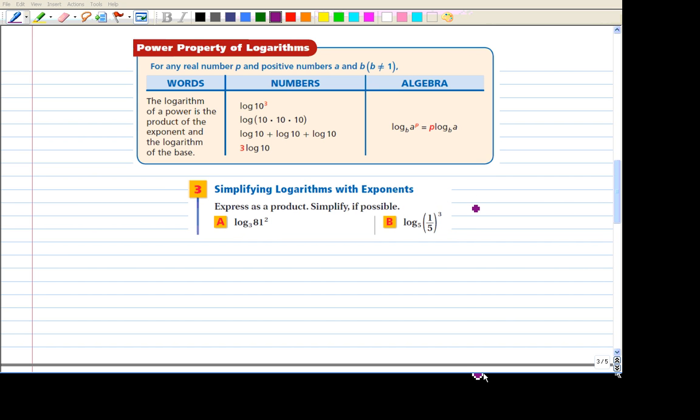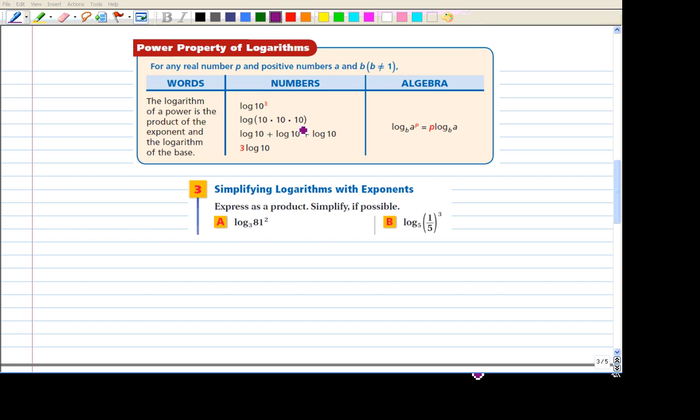Okay, here's a neat property about logarithms that can be very helpful. So say you have something like log of 10 to the third power. Remember, if the base is not written there, it's the common logarithm, and your base is 10. So what I have here is log base 10 of 10 cubed. Well, 10 cubed is the same thing as 10 times 10 times 10.